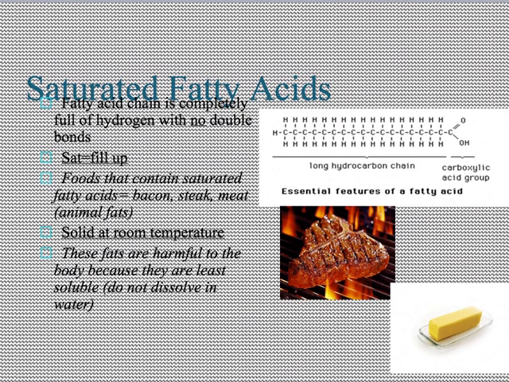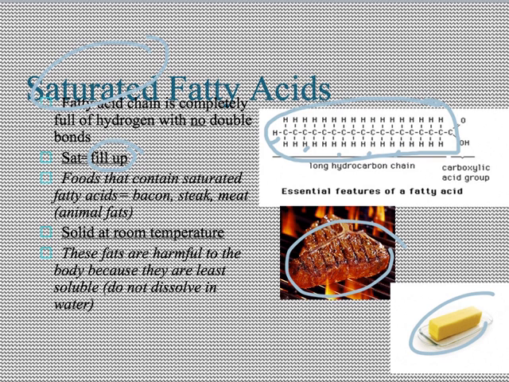The first one we'll start with is the best tasting, or our saturated fatty acids. So a saturated fatty acid is where we have a fatty acid chain or a fatty acid tail that is completely full of or saturated with hydrogens. You see how each of these C's has an H? Totally saturated. So foods that contain saturated fatty acids are our bacon, our steak, pretty much animal fats, anything that's going to be solid at room temperature. And these are actually harmful to our body because they're least soluble in water, meaning that they don't dissolve. And they don't dissolve because water can't get in when hydrogens are everywhere.